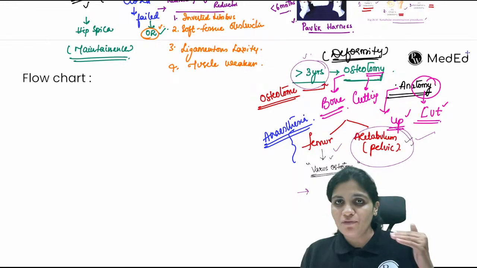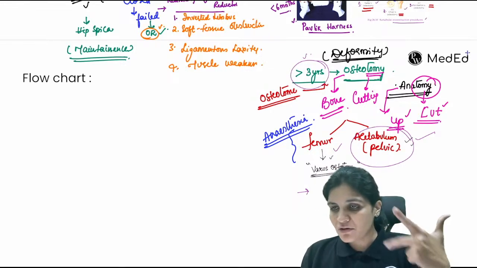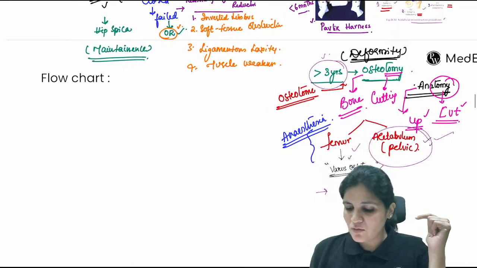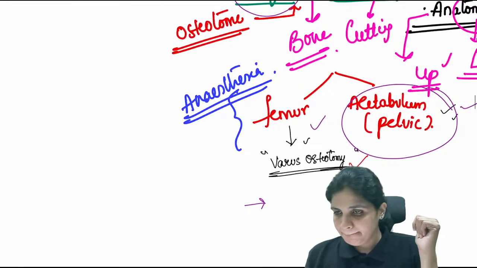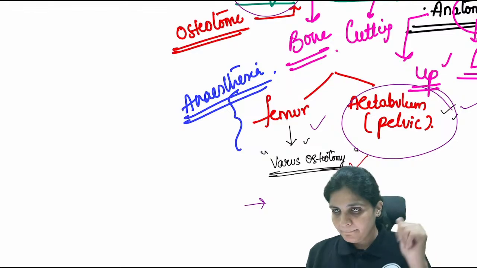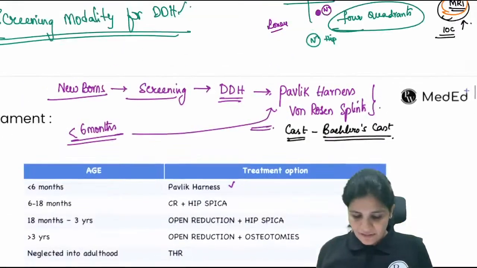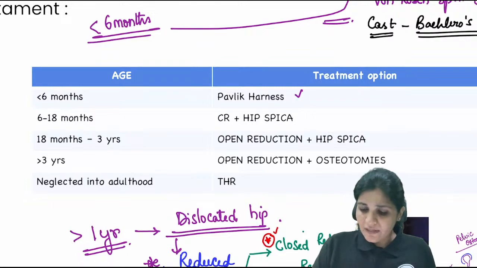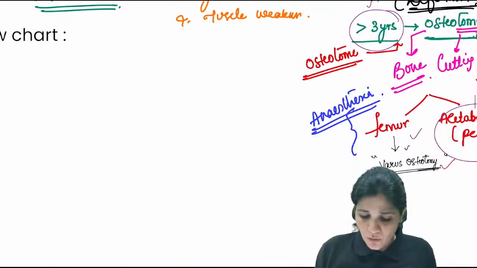Varus is also a type of osteotomy. So you have two types: varus osteotomy and valgus osteotomy, right? So here what we use is the varus osteotomy.